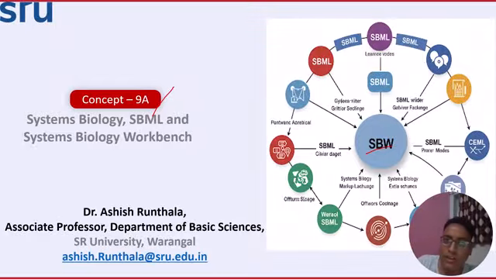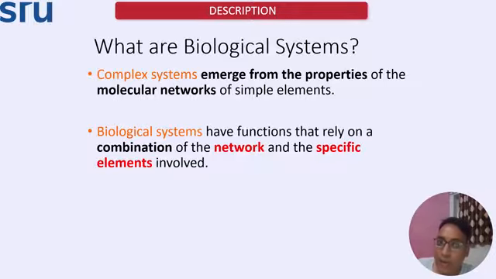So, what are biological systems? We have been seeing that complex systems emerge from the properties of the molecular networks of simpler elements. We have always seen that in the metabolic networks. All the complex metabolic networks are there, and we try to truncate the required segment of the metabolic network to analyze it further. The functions of biological systems rely on the combination of the network and the specific elements involved, as is obvious.